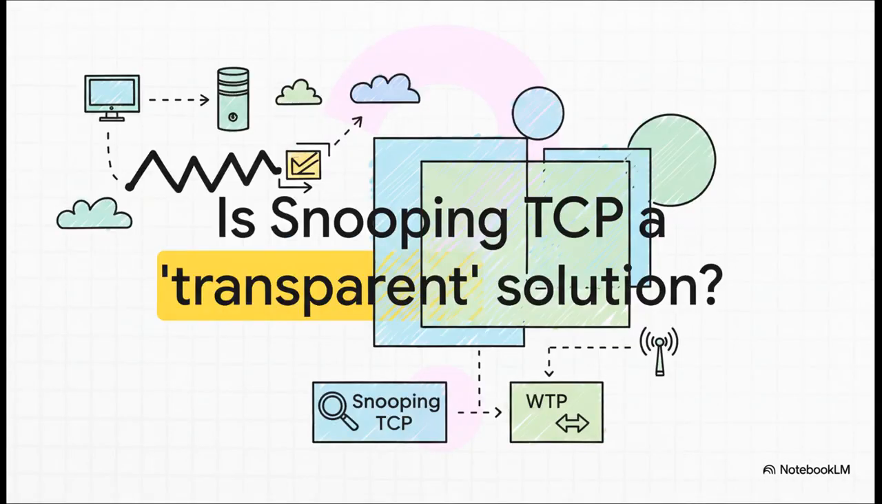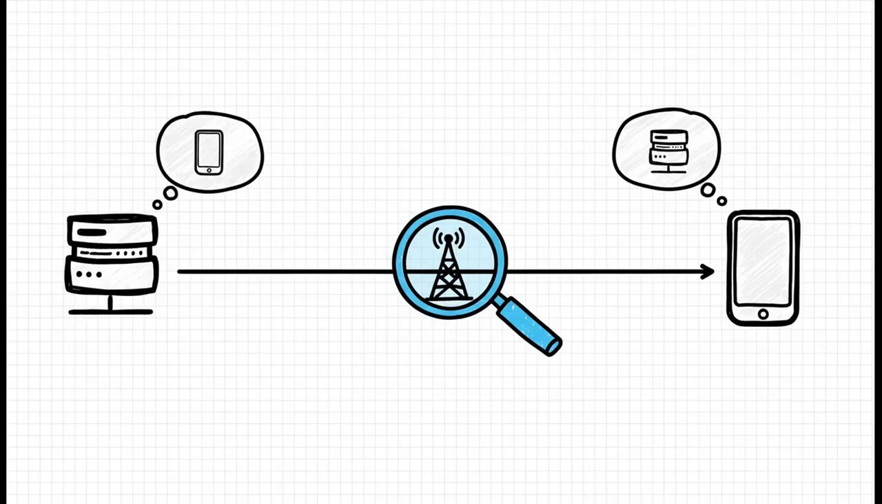Which brings us right to a key part of our question today. Can we actually call this approach transparent? Because in networking, that word means something very specific. And the answer is a resounding yes. It is transparent. Why? Because the actual connection between, say, your phone and a web server is still one single unbroken TCP connection. All the clever stuff happens with that agent in the middle. Neither the server nor your phone needs to be changed at all. To them, the fix is completely invisible.